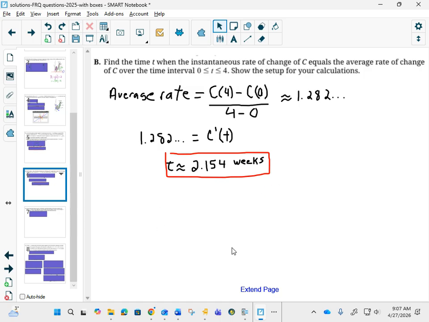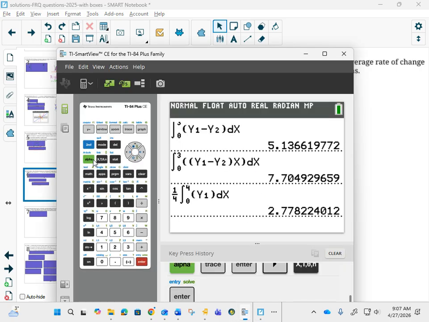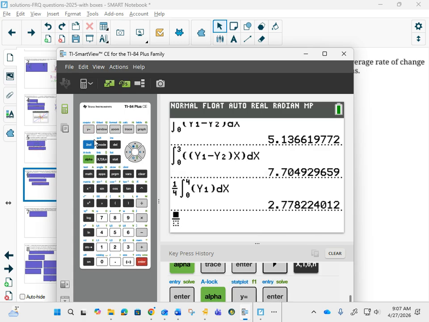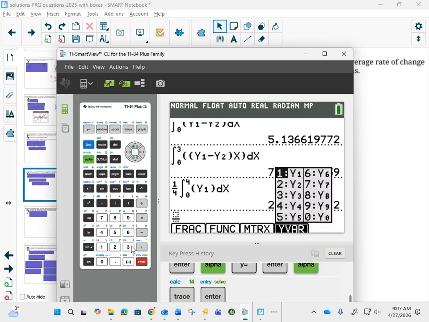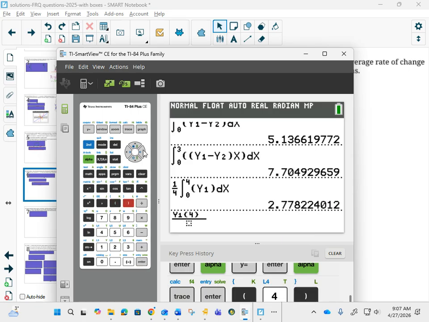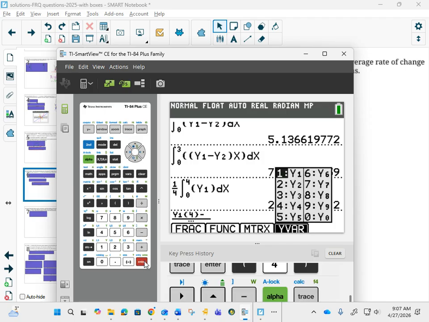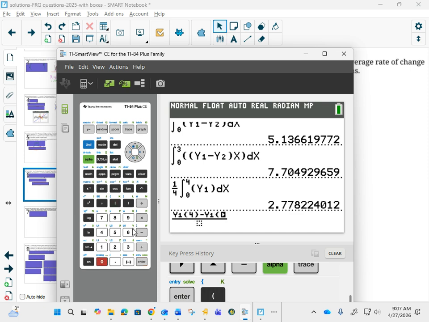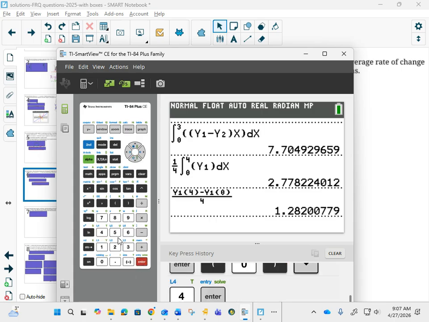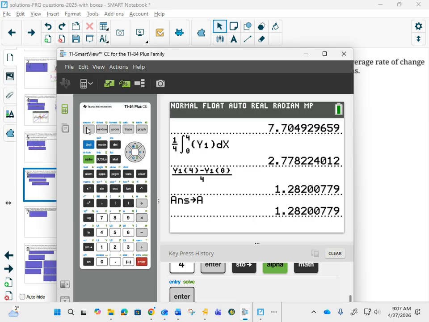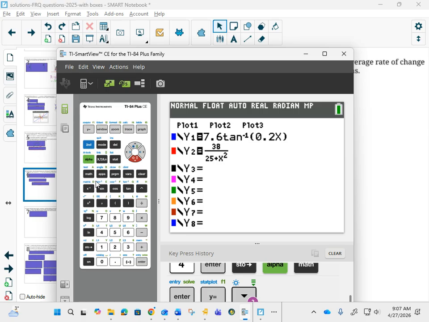Then in B, here I've got this value, so I'm going to do that on my calculator as well. And remind you that you can do y1 of 4 minus y1 at 0, all divided by 4, to get that value of 1.282. I might need all those values, so I'm going to store this as A. And I'm going to go to my y equals and graph that as well.